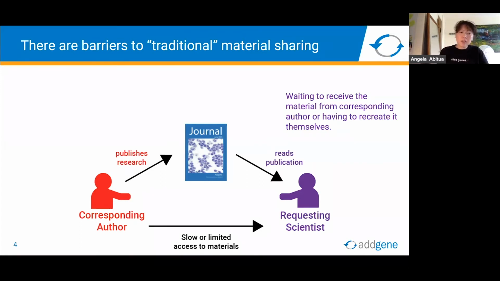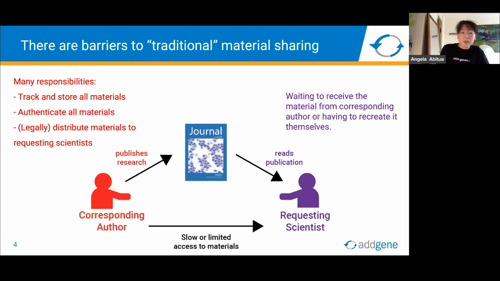And for the author, there's a lot of responsibilities. They have to track and store all the materials. They have to authenticate the materials to make sure that they're shipping the correct reagent to the requesting scientist, and they have to deal with legally distributing and shipping this material to other scientists. And if this material is very popular, then that can be a big burden on the author who is publishing the paper.